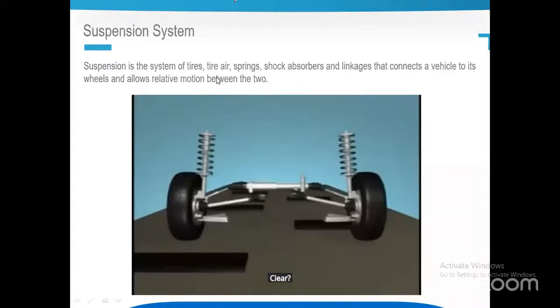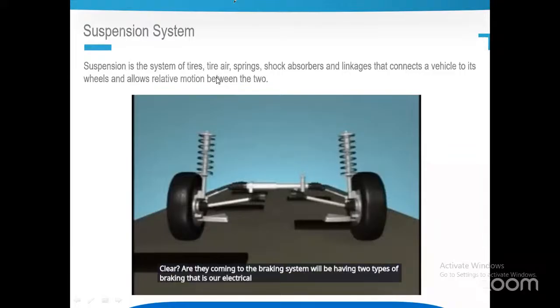Karthik, coming to the braking system, we'll be having two types of braking. That is our electrical braking, as of now I have explained, and something called hydraulic braking. In case of the hydraulic braking, we'll be having the drum brake and disc brake mechanism.